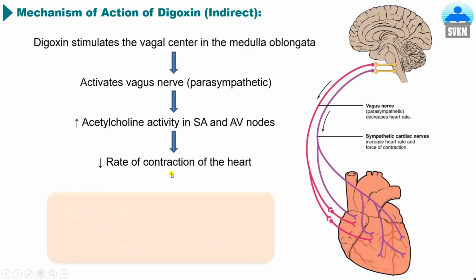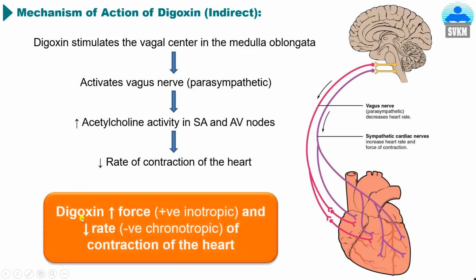So viewed collectively, digoxin increases the force of contraction of the heart by its direct action on the cardiac myocyte and decreases the rate of contraction of the heart by its indirect action via the vagus nerve stimulation.